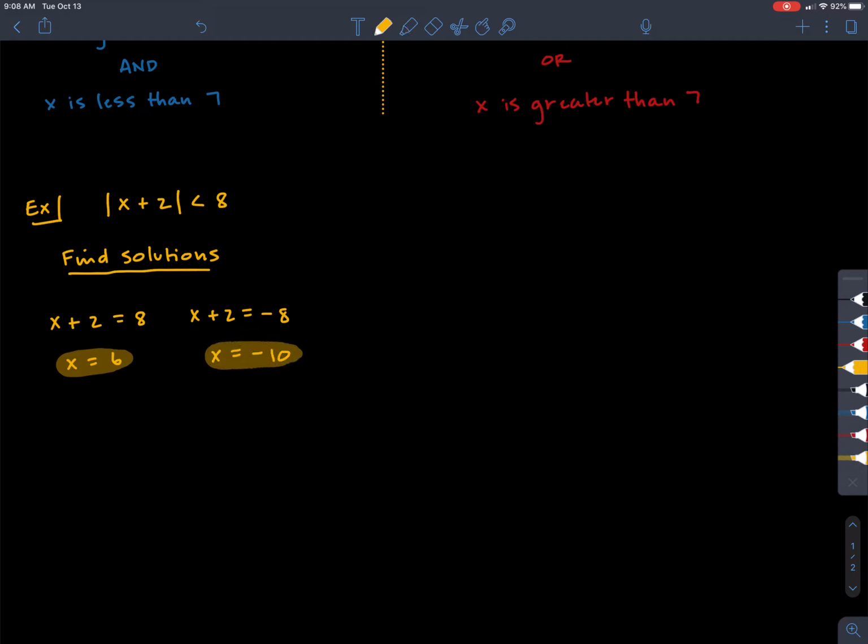So now I need my number line. Let's say that 0 is here, and here is negative 10, and here is positive 6. And that's the bell because I'm taping this at school.